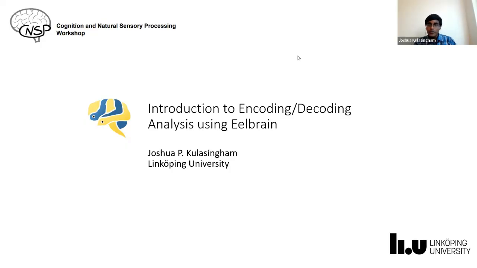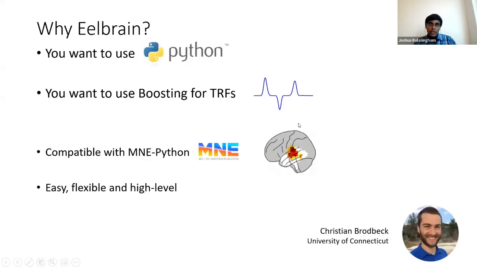So this tutorial is going to introduce Eelbrain, which is a Python toolbox for analyzing neuroimaging data. And specifically, I'm going to talk about these encoding and decoding models using Eelbrain, right? So why Eelbrain? I think there are two big reasons. One is if you want to use Python and you're familiar with Python. I think the MTRF Toolbox is really great, but if you're more familiar with Python, maybe Eelbrain could be an option. The other reason is also if you want to use boosting for TRFs.